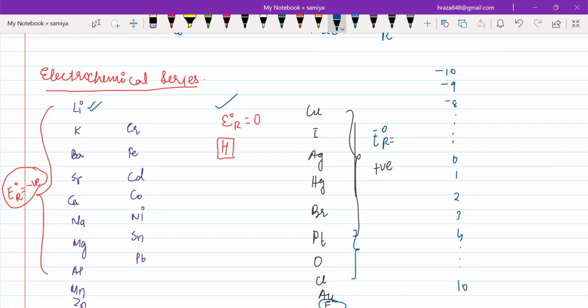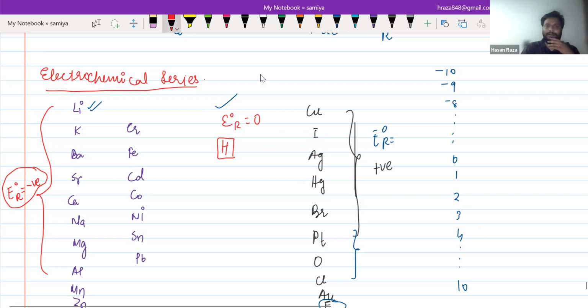Yeah, sir. Now see, the important thing is that if the value of E naught R is more, you know that... can anyone tell me which one is greater, -2 or +2? Which one is greater? Samia, Rim, and Darshan, which one is greater, -2 or +2?